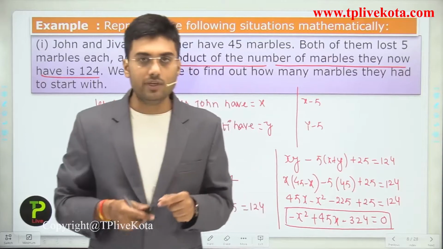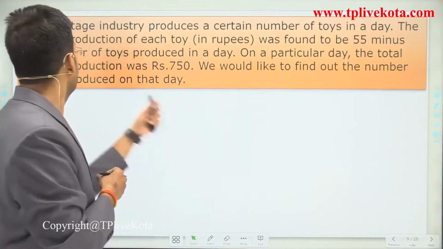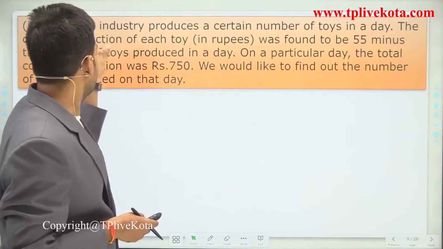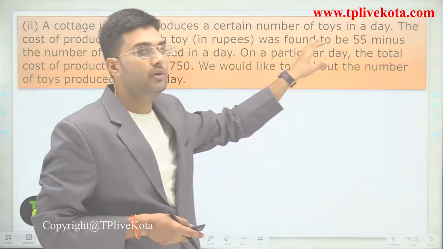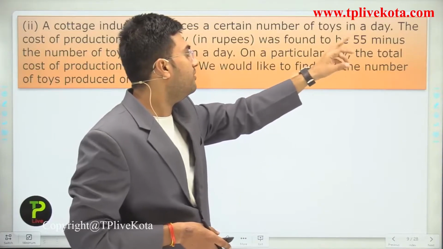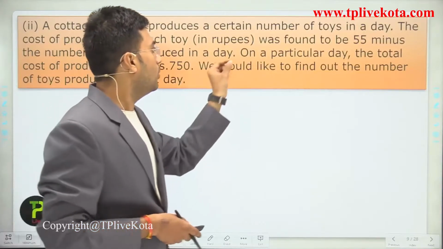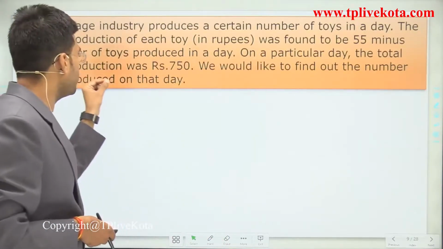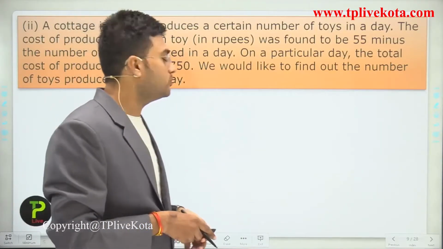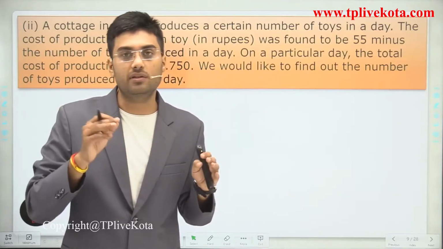So students, let's move to the next example. A cottage industry produces a certain number of toys in a day. The cost of production of each toy was found to be 55 minus the number of toys produced in a day. Clear? Now, on a particular day, the total cost of production was 750 rupees. We would like to find out the number of toys produced on that day. But here we only have to represent this situation mathematically.